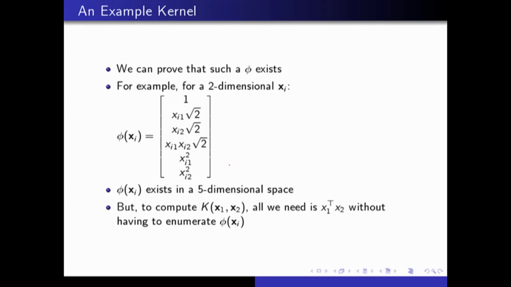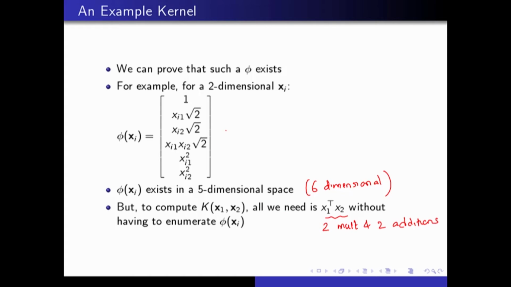So there does exist such a phi(xi) in a phi. Actually, it's a 6-dimensional space, discounting the 1. But what we notice is, to compute this kernel, all we need is the dot product of the xi xj. So this dot product is basically a very simple computation which involves 2 multiplications and 2 additions.